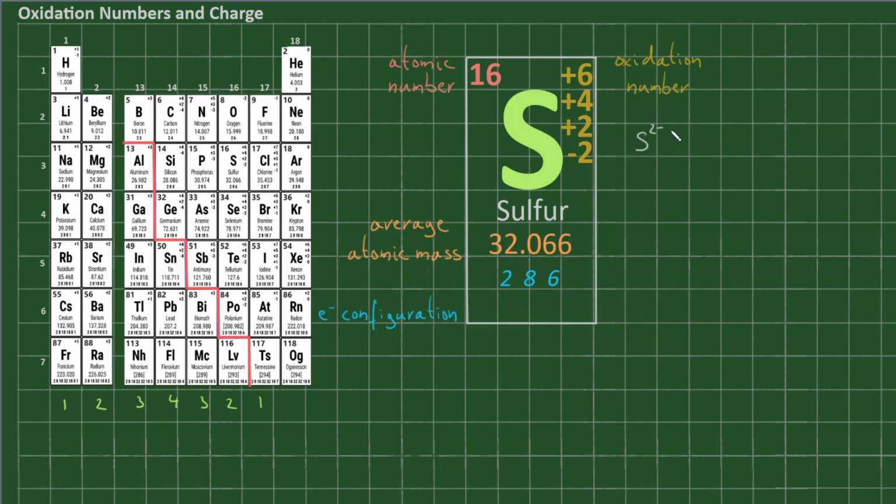At this stage, keep in mind that if you have a single oxidation number, you can use that as a shortcut to give you the charge of the ion. But if you have multiple oxidation numbers, then you need to go back to the trends within the periodic table and the valencies.